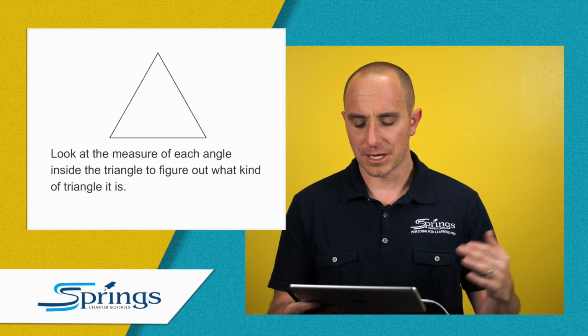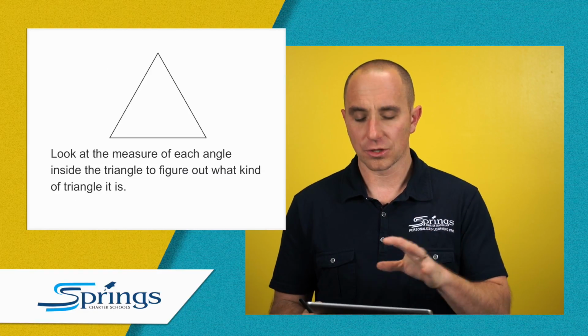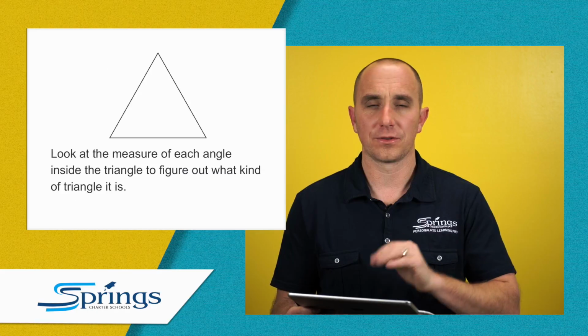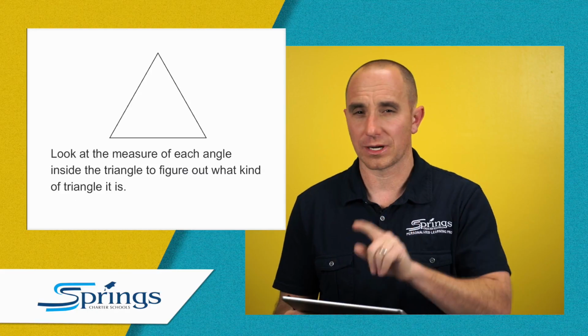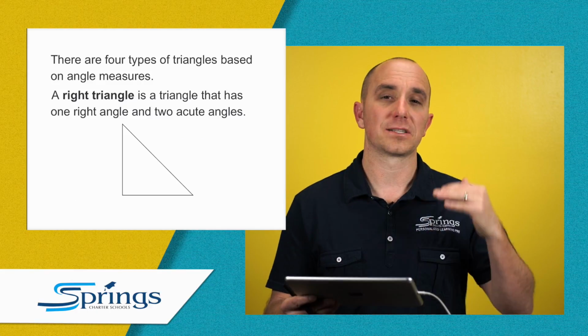All right, so we're looking at the measure of each angle inside the triangle to try to figure out what it is. And so hopefully you're looking at this one and saying, ooh, I know this one's equilateral and acute, and we'll get to that in a sec. So there are four types of triangles based on angle measures.